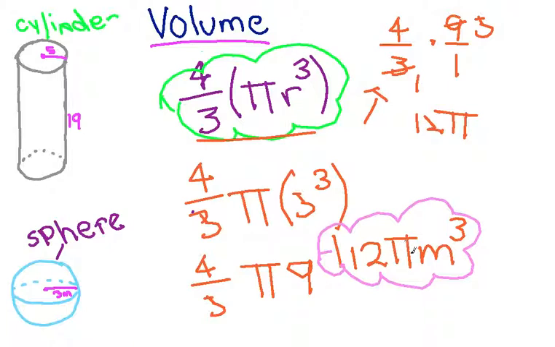36 pi meters cubed. And that's how you find the volume of a cylinder and a sphere.